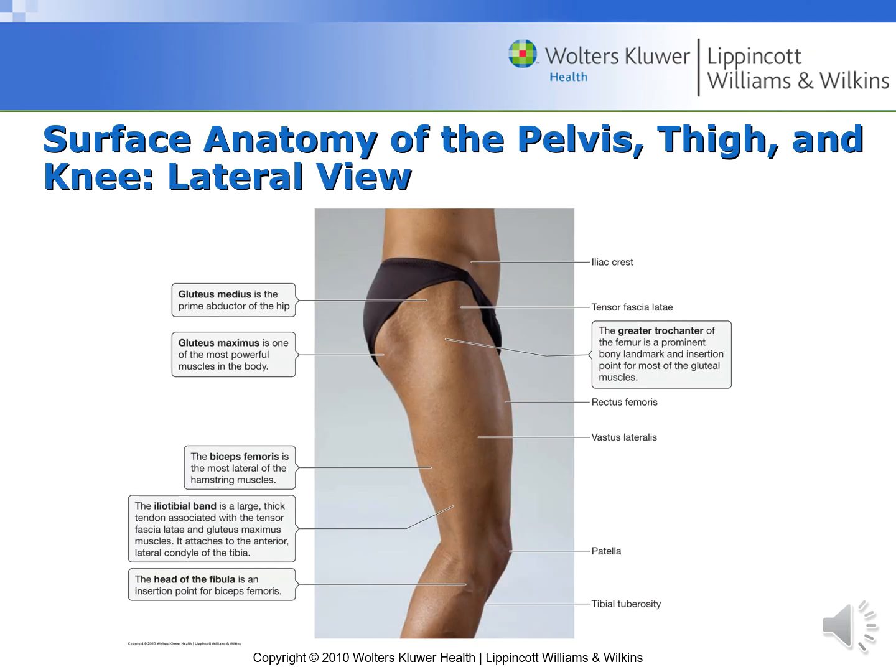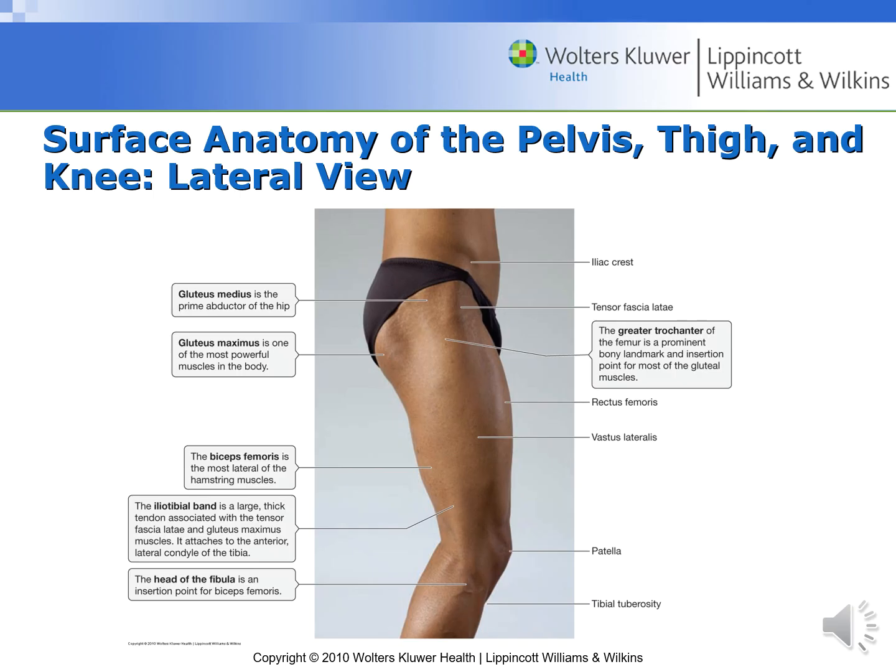Now let's take a look at the lateral view of the surface anatomy of the pelvis, thigh, and knee. We begin on the left-hand side, most superiorly, we see the gluteus medius, and this is the prime abductor of the hip, followed by the gluteus maximus, and it is one of the most powerful muscles in the body. We see the biceps femoris, and it is the most lateral of the hamstring muscles, which you will become familiar with.